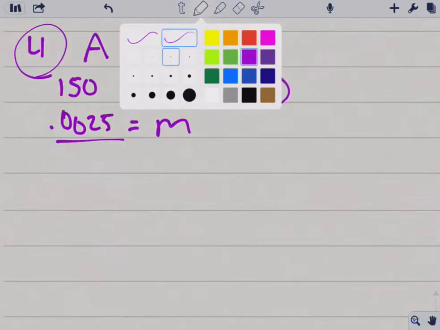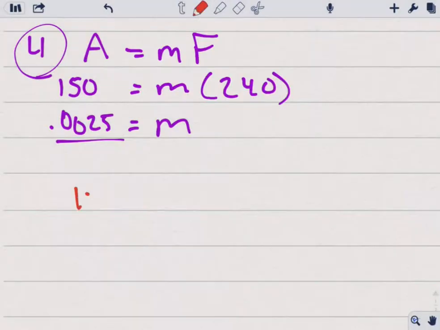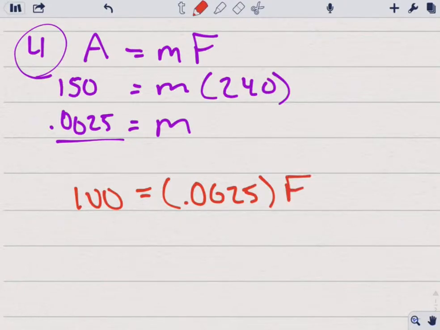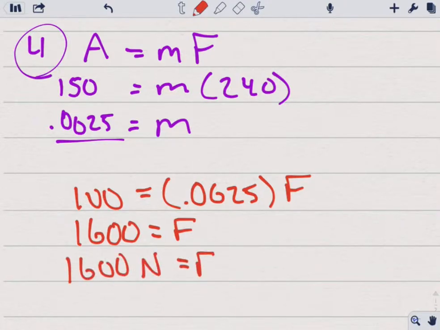Now we answer the question, what force will cause an acceleration of 100 meters per second squared? We have an acceleration of 100 meters per second squared, we have an m of 0.0625, and we want to find the force. So we do 100 divided by 0.0625, and that equals 1,600, and I think we're in newtons. Yeah, newtons. So our units are newtons for force.